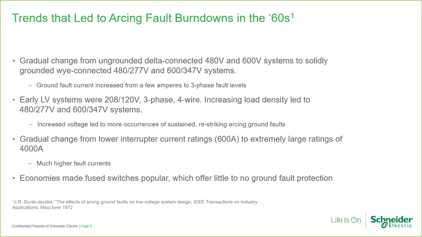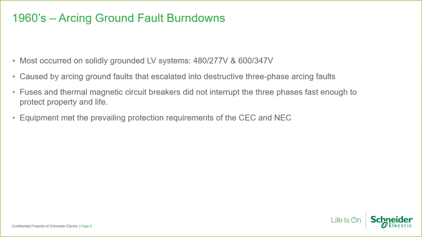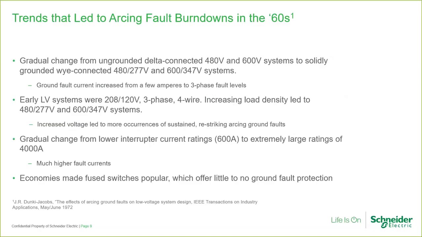The trends that led to arcing ground fault burndowns in the 1960s included a gradual change from ungrounded delta-connected 480 and 600 volt systems to solidly grounded Y-connected systems. That meant that ground fault current increased from a few amperes to three-phase fault levels.